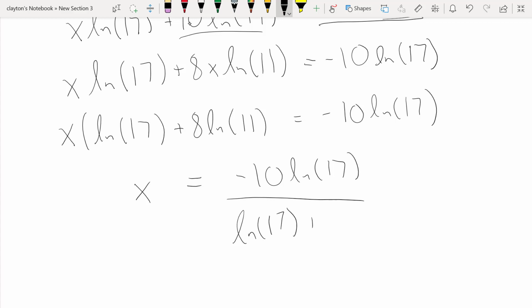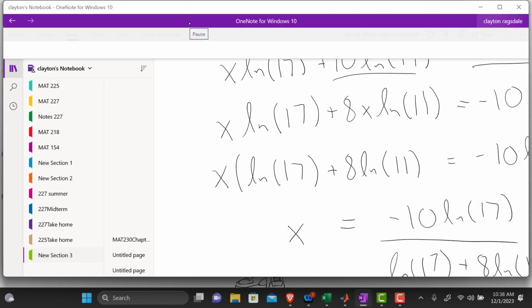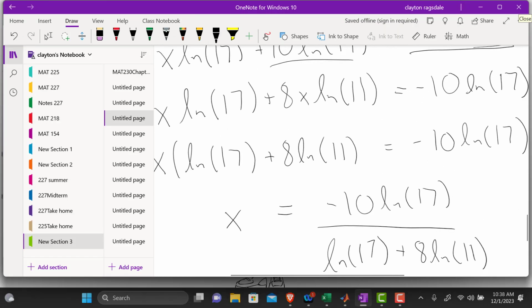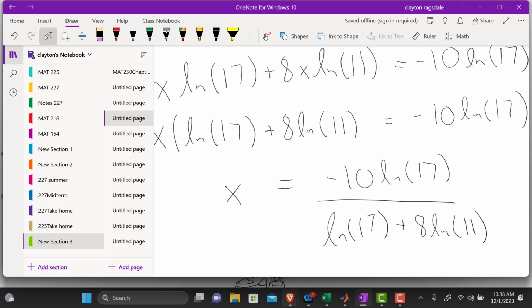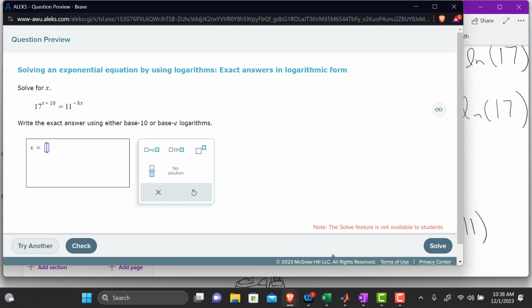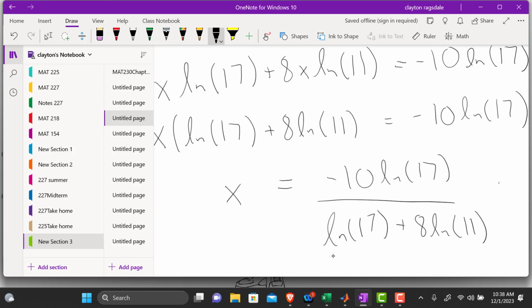I'm not going to try to memorize this and type this over, but this would be our final answer that we want to go type in. x is equal to this. I guess I don't need to type it in. We can just verify the solution. Let's go ahead. There we go. Perfect.